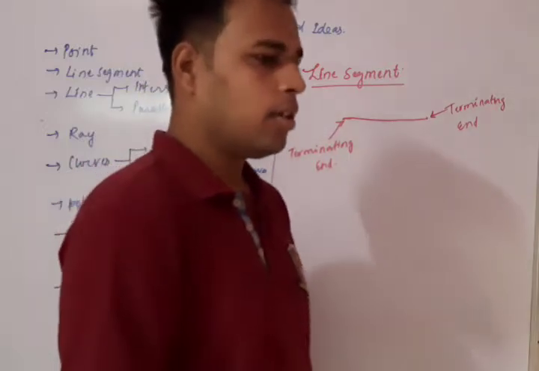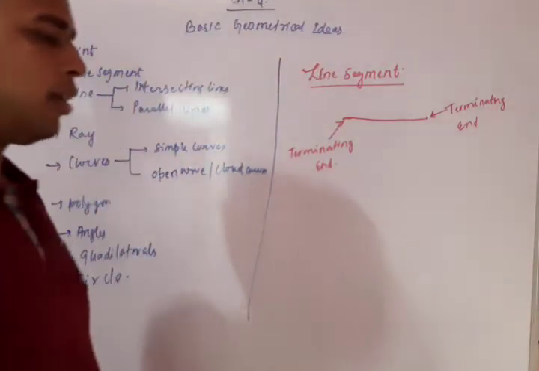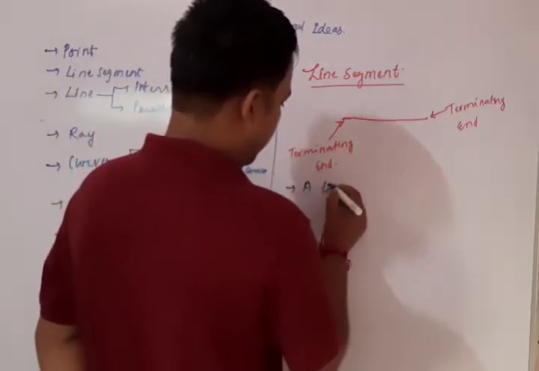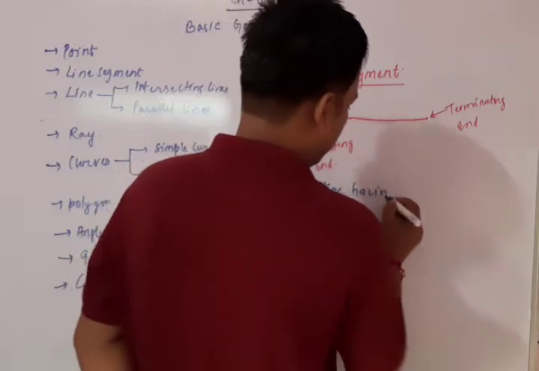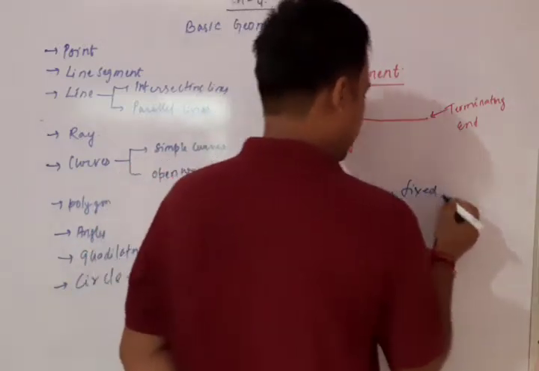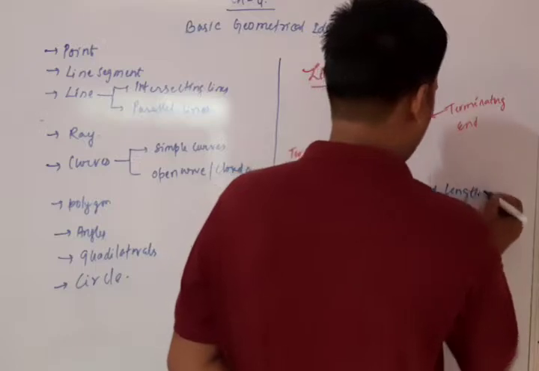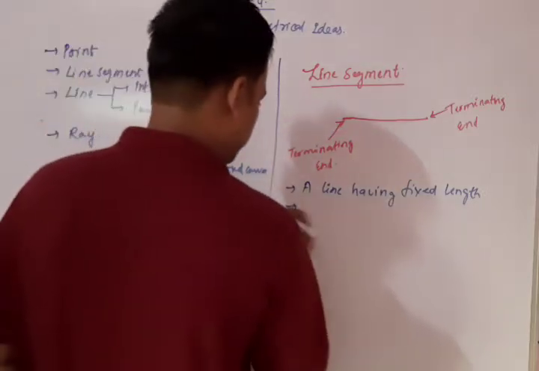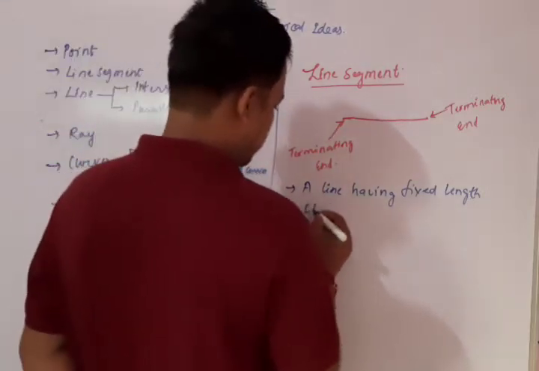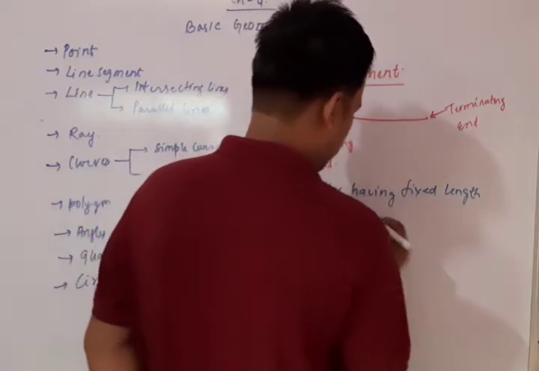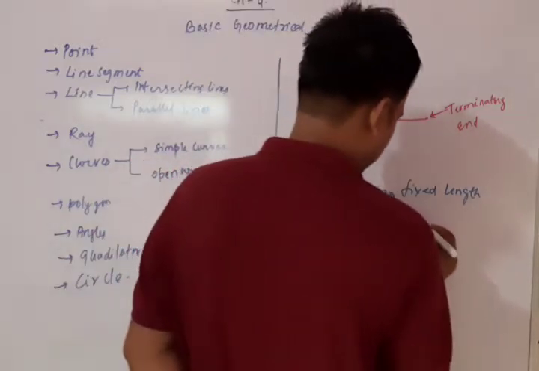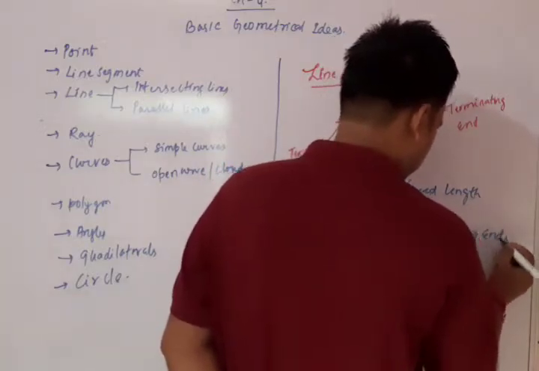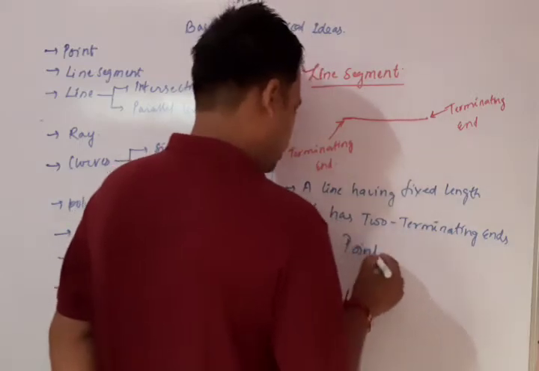So what is a line segment? A fixed straight path having fixed distance. So what is a line segment? A line segment has fixed length. What will it have? Fixed length. A line segment will have fixed length, and it has two terminating end points. What? Two terminating end points.